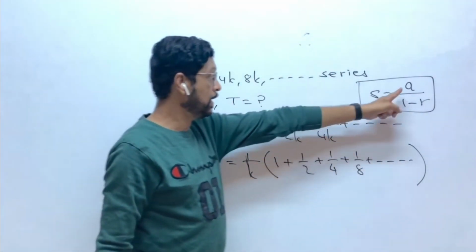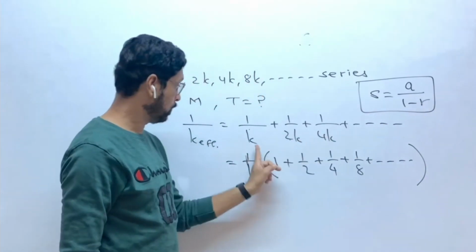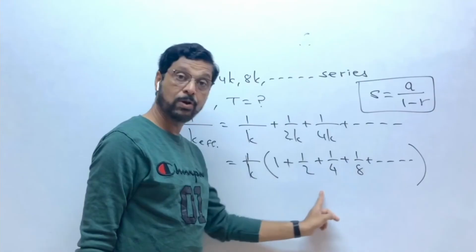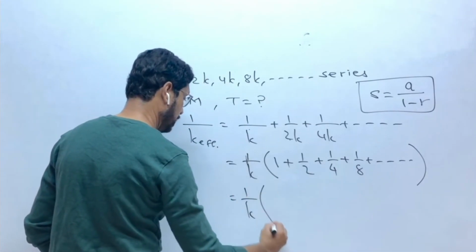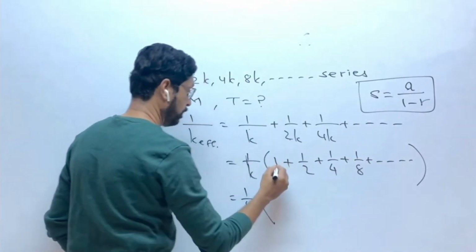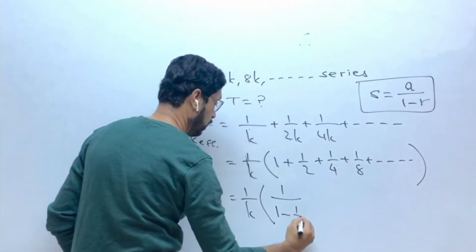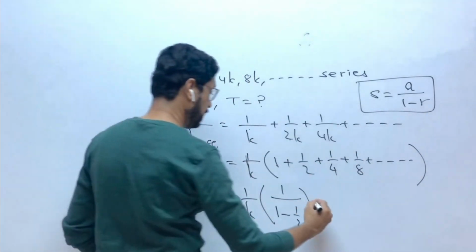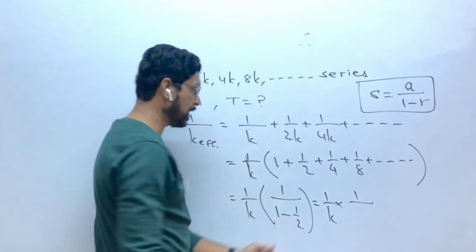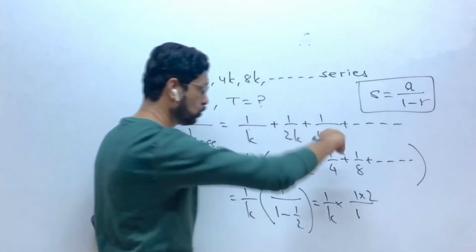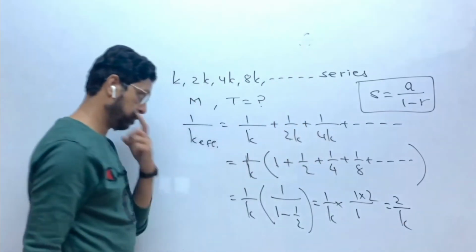Geometric progression, A is 1. R means common ratio. Here, what is the common ratio? 1 by 2. So this is equal to 1 upon K into A upon 1 minus R, that is 1 by 2. That is equal to 1 by K into 1 upon 1 minus half, which is half. So 2 goes to the numerator. So that is 2 upon K.